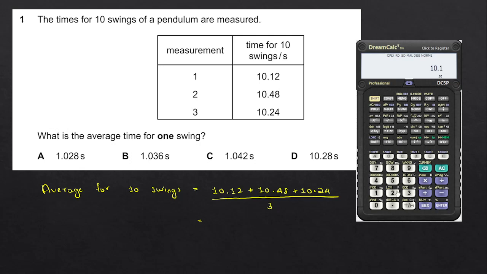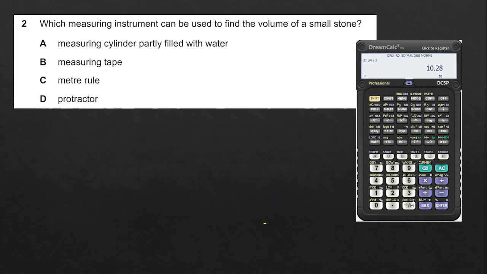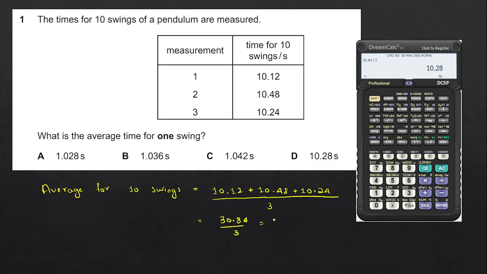So 10.12 plus 10.48 plus 10.24. This will add up to 30.84. So this will be 30.84 divided by 3. If I take 30.84 divided by 3, this would give us 10.28. So this will be equal to 10.28 seconds. So 10.28 seconds is the time taken for 10 oscillations.